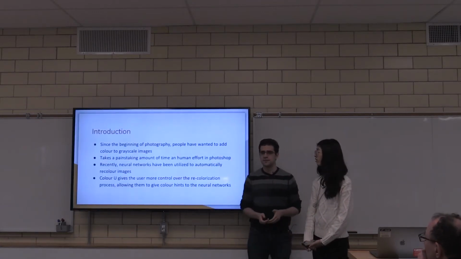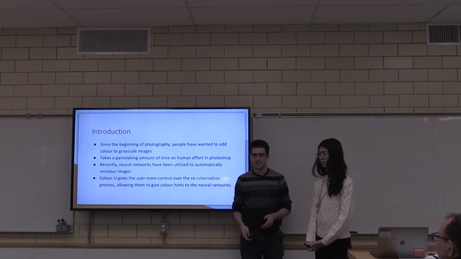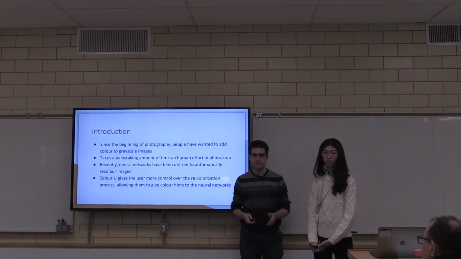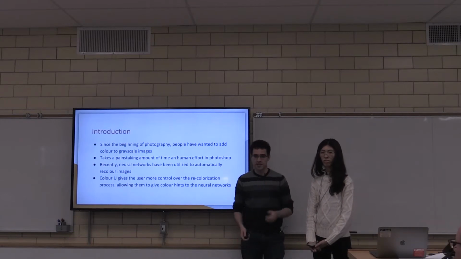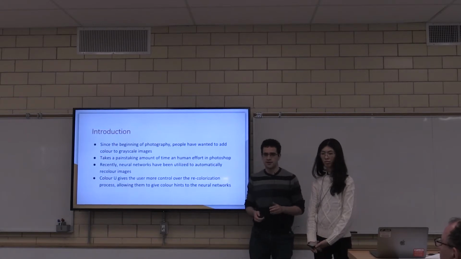Since the beginning of photography, people have wanted to add color to grayscale images, and in modern times, this takes a painstaking amount of time and effort in Photoshop. So naturally, neural nets came out to automatically recolorize images, but they have some problems. They don't allow the user any control, and the quality of the recolorization is somewhat poor, as there can be some gray patches and things it doesn't know how to colorize.